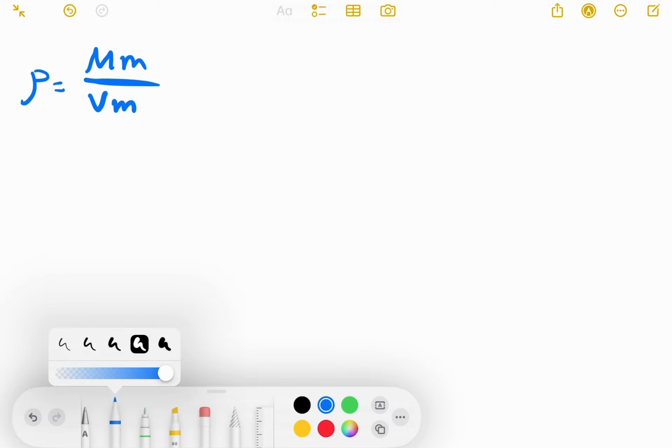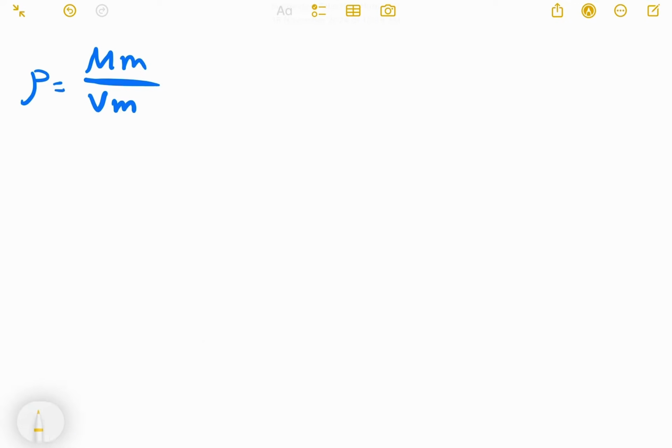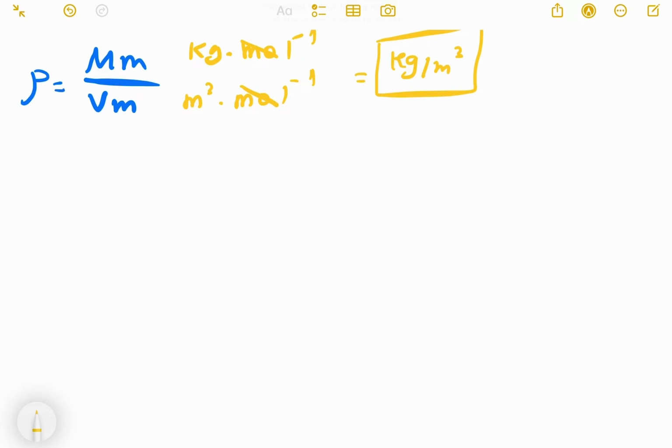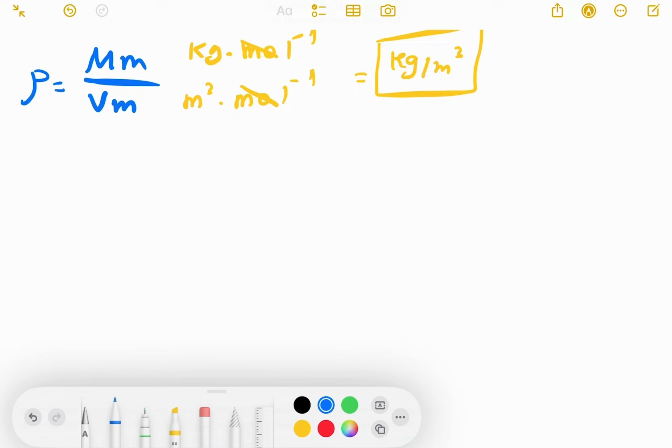Molar mass is measured in kilogram mole inverse, okay? And molar volume is measured in meter cubed, or cubic meter, multiplied by mole inverse. These two are going to cancel, so the final unit of density will be kilogram per meter cubed. This is the final unit for density, when you try to find the density of an object.